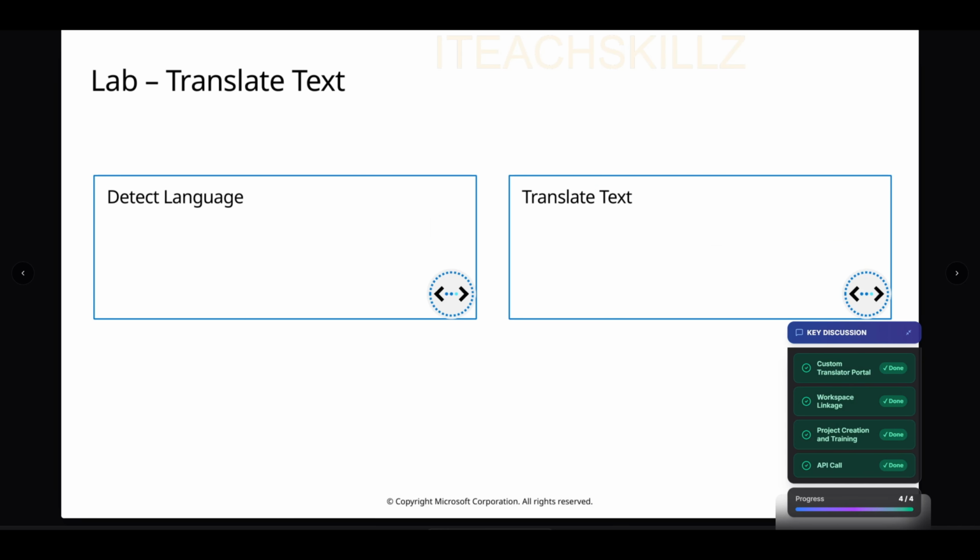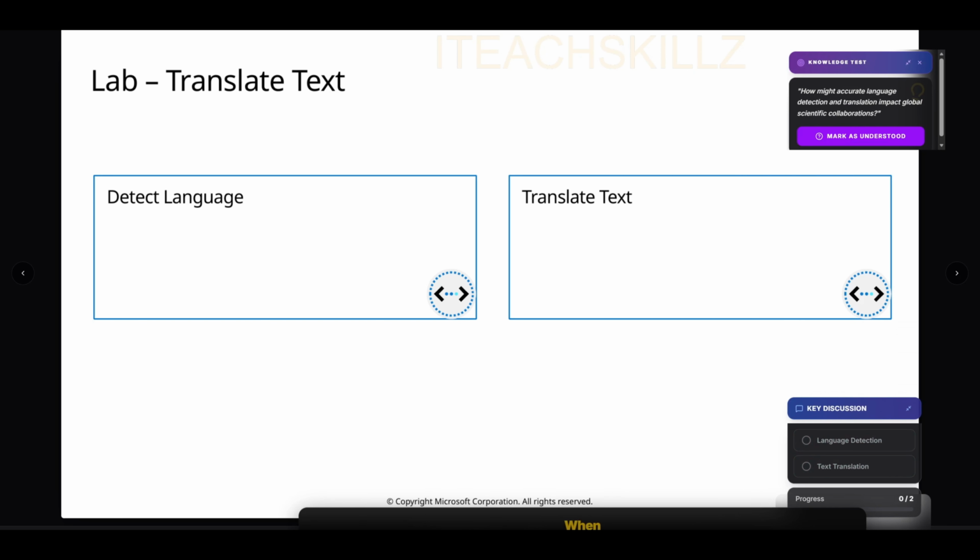When working in a multilingual lab setting, detecting and translating text is essential for effective communication. Imagine your computer as a polyglot interpreter, effortlessly identifying languages and converting them into your native tongue. This capability allows seamless collaboration across diverse linguistic backgrounds.